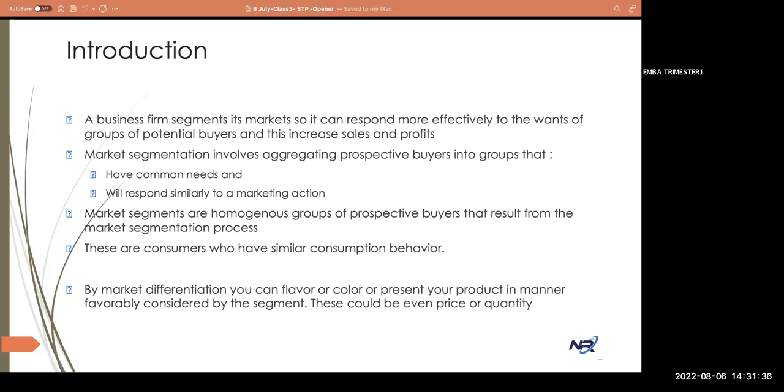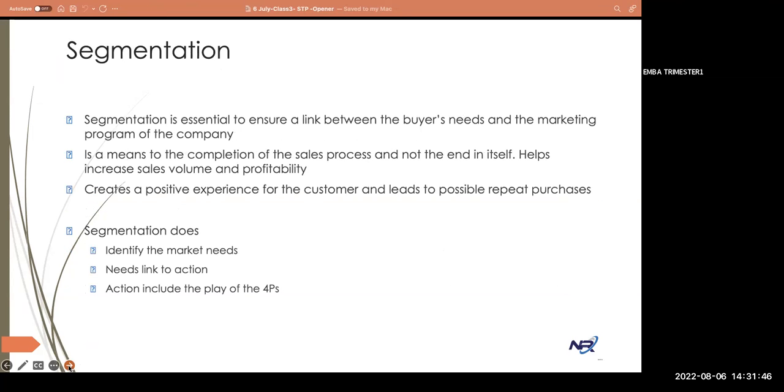We can look at common needs and similarity of the product to come up with how we distribute the customers. So segmentation ensures a link between the buyer's needs and the marketing program of the company. What am I telling the customer?